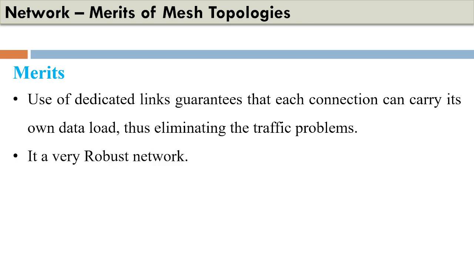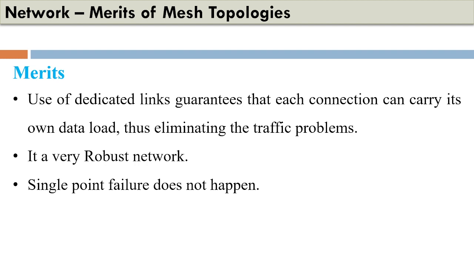It is a very robust network, and a single point failure doesn't happen, because suppose there are 5 nodes, let us consider them as A, B, C, D, E. Now if A ceases to operate, then the other nodes like B, C, D, and E can continue their own operation, because each node is connected directly to the other nodes, eliminating a single point failure.